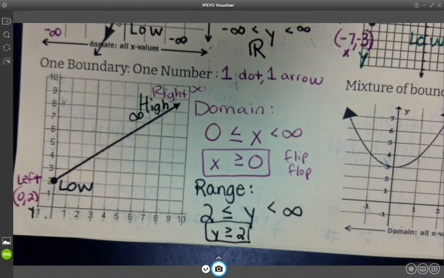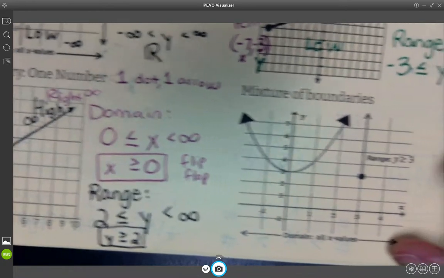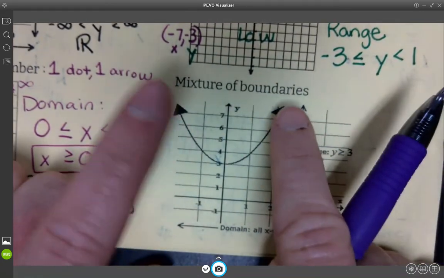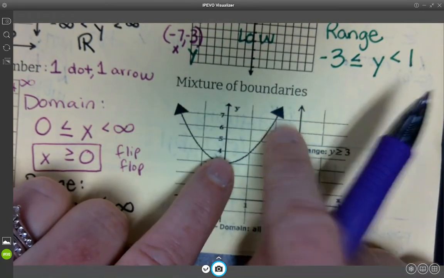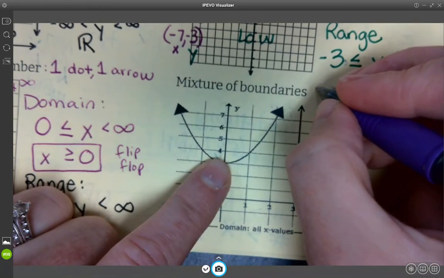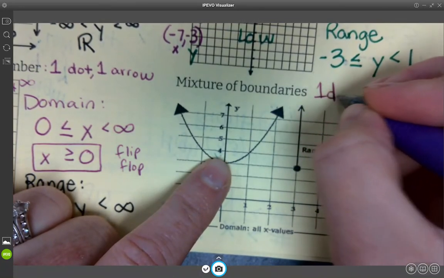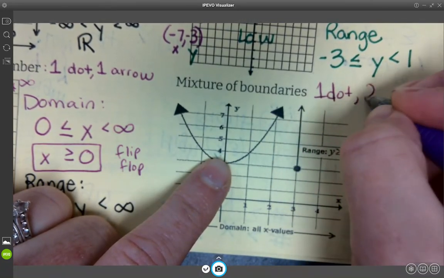Okay, so we're still following the same steps. Left, right, low, high, using your x's for domain, y's for your range. So let's do a mixture of boundaries. So this one has 2 arrows, but it also has a point. So 1 dot or 1 point, 2 arrows.